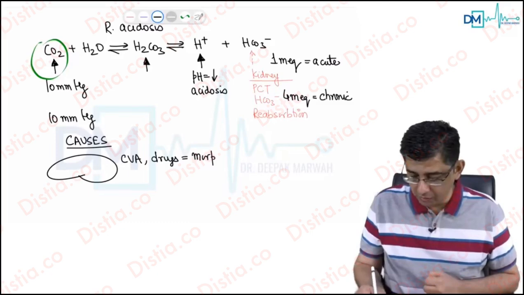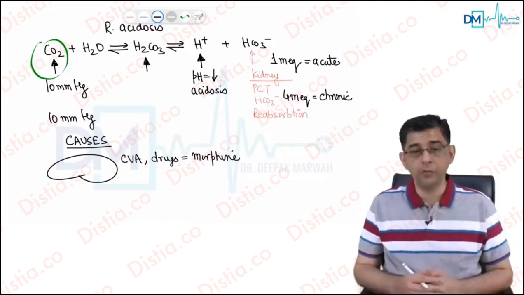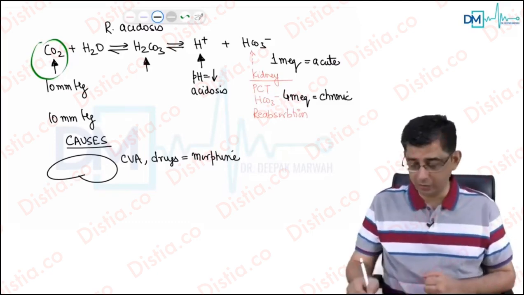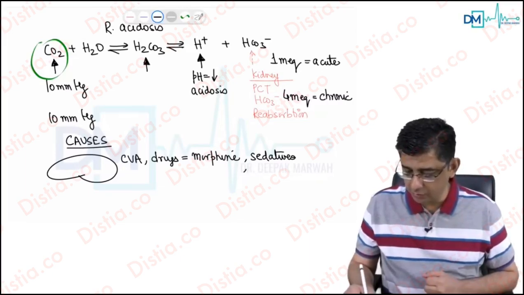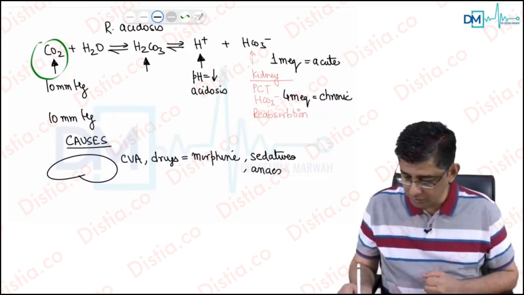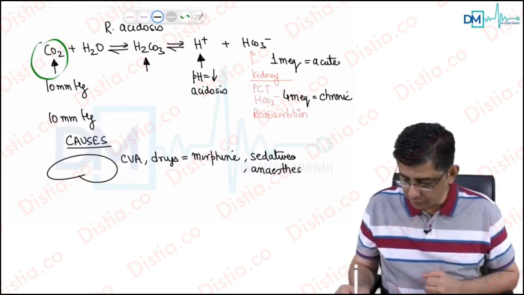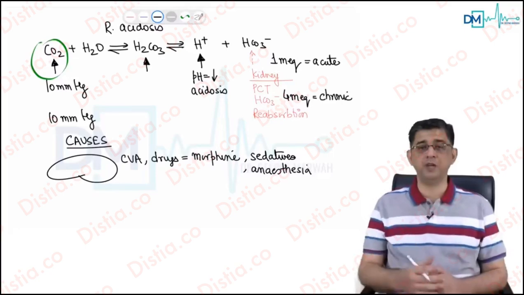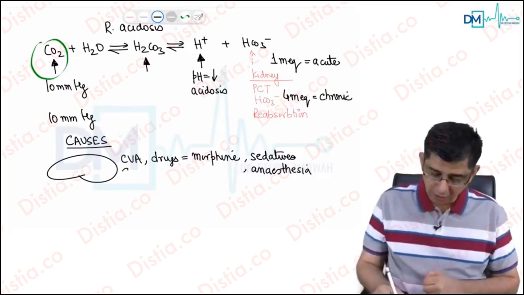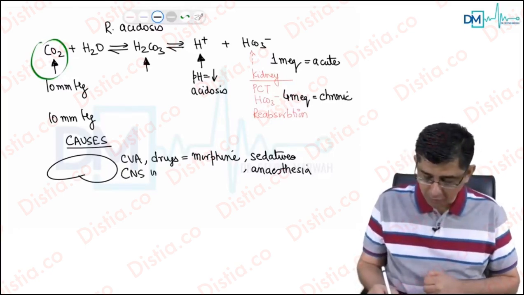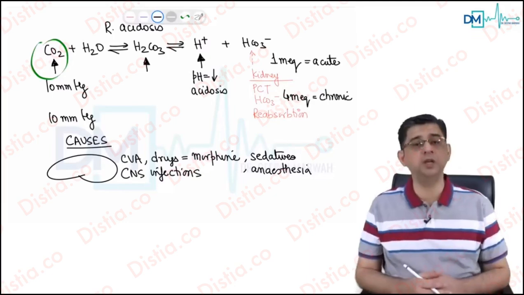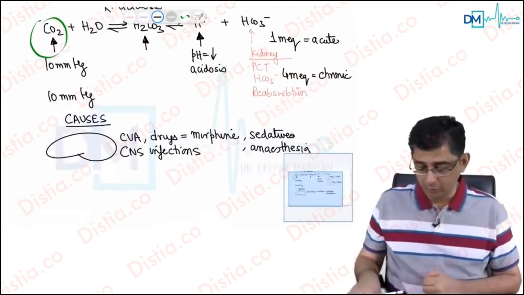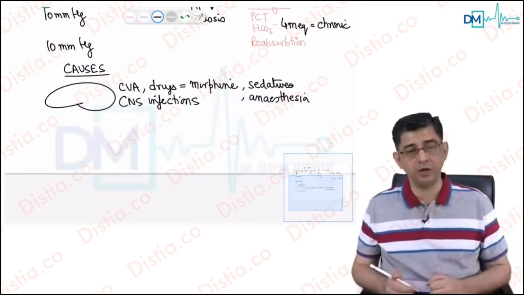Drugs like morphine can cause respiratory depression. Opioid analgesics can cause respiratory depression. Sedatives which are given to the patient can cause respiratory depression. Anesthetic drugs can contribute to respiratory depression. My point is that if the respiratory rate of the patient is reduced, the carbon dioxide values will begin to increase. Even CNS infections can contribute to damage to vital centers like the respiratory center, and therefore carbon dioxide values can increase. This would be called central causes for respiratory acidosis.